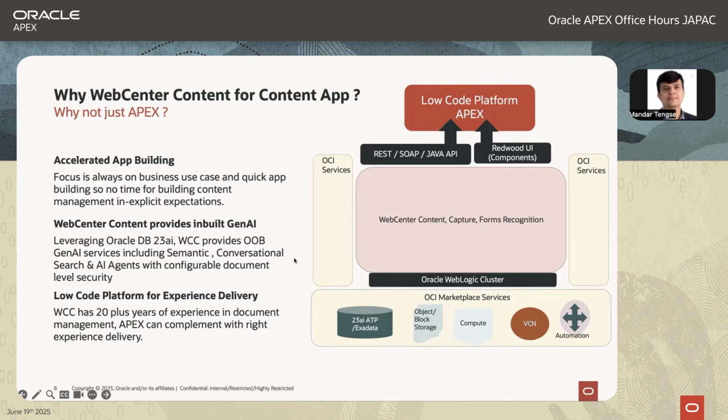And finally, Apex is for experience delivery. WebCenter Content has been there for more than 20 years doing content management. So let's get the strength of both platforms together. Apex is great in experience delivery. WebCenter Content brings the content management. And so together it becomes a powerful combination for building apps, content apps for sure. So this is at a conceptual level why Apex and WebCenter Content make sense, and why you should use WebCenter Content with Apex.